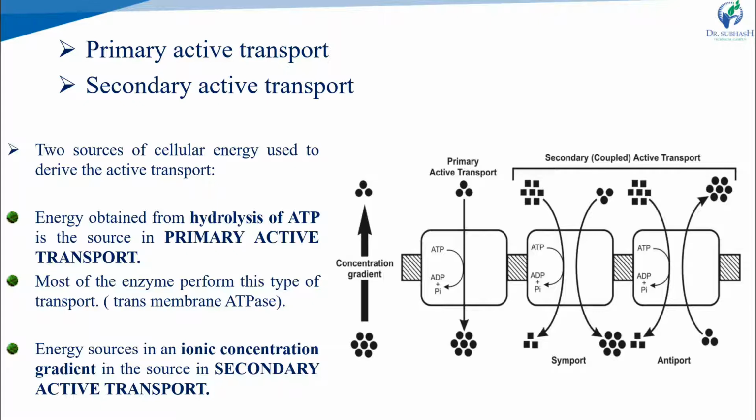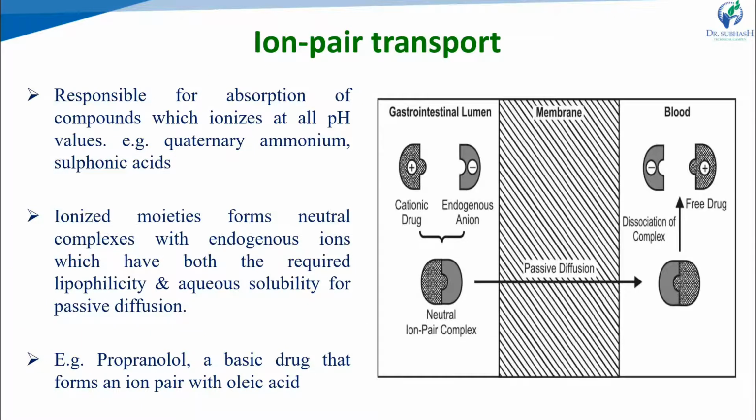Active transport is further classified into two parts: primary active transport and secondary active transport. They are classified based on the source of energy. In primary active transport, the energy is obtained from the hydrolysis of ATP. Most of the time, enzymes perform this type of transport. In the second one, the energy source is the ionic concentration gradient, and that is called secondary active transport.